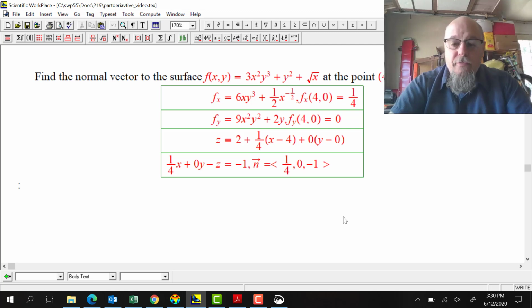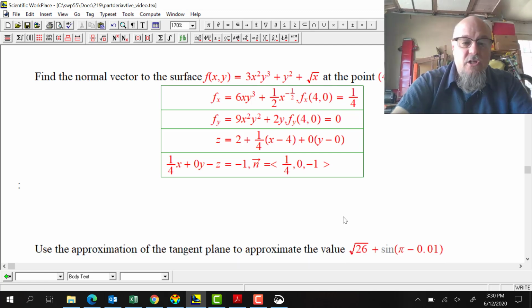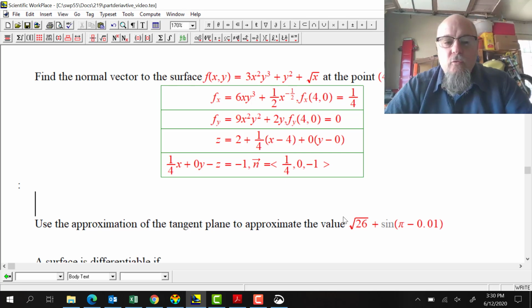Okay. Other things that we can do with the tangent plane. We've already found sort of the first application that we've done is we can find the normal vector to a surface using the tangent plane. We can also use it to do approximations because the plane goes through the point that's on the surface, but near this, so near the point 4, 0, 2, the plane and the surface are super close.